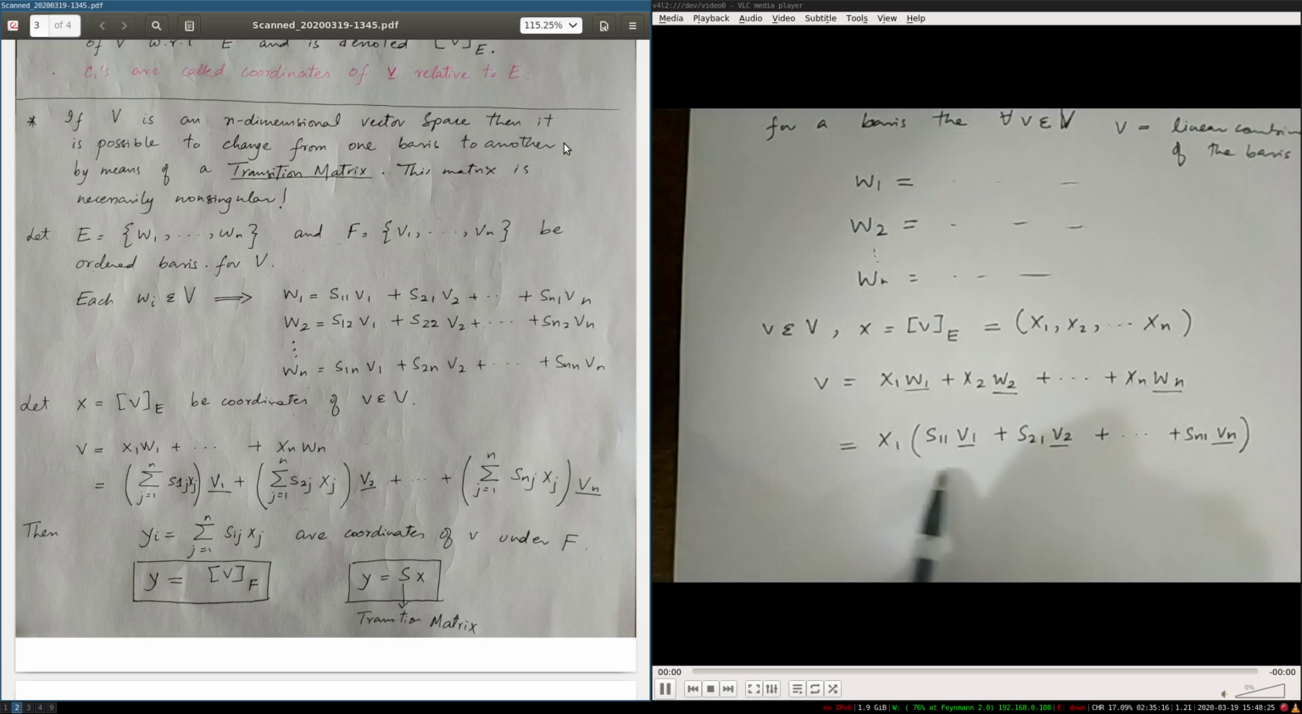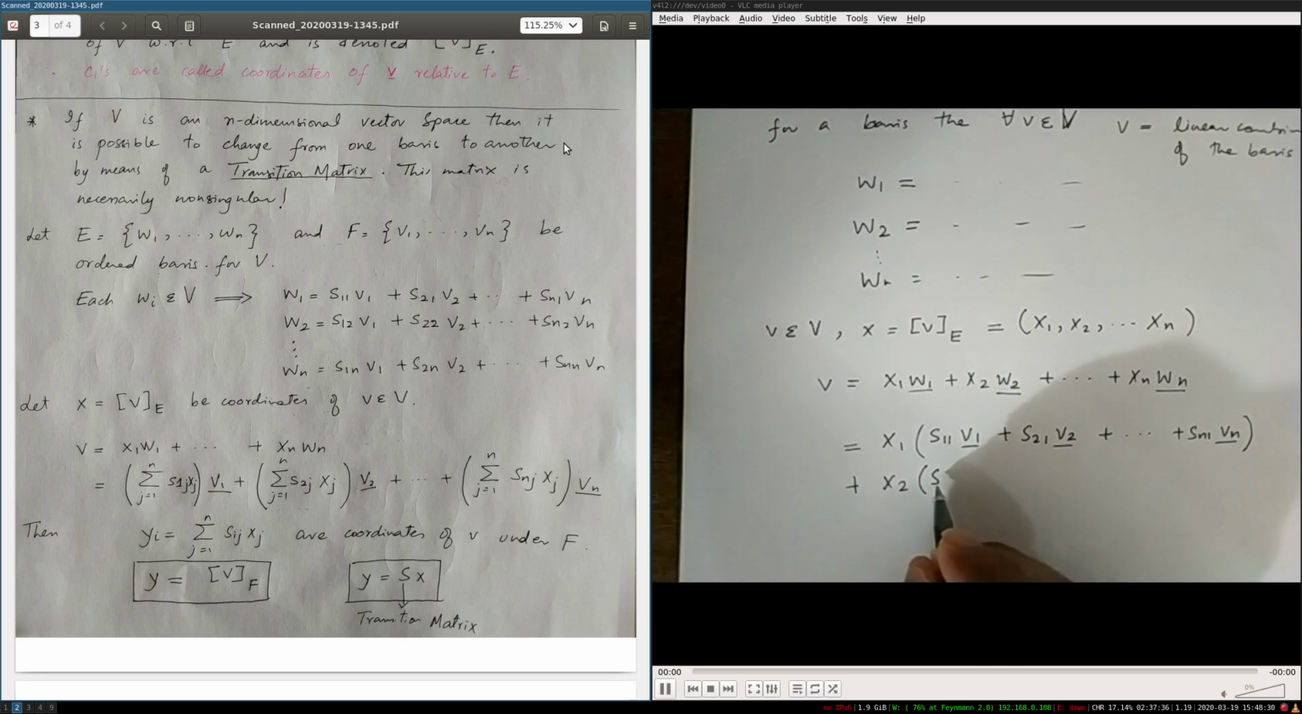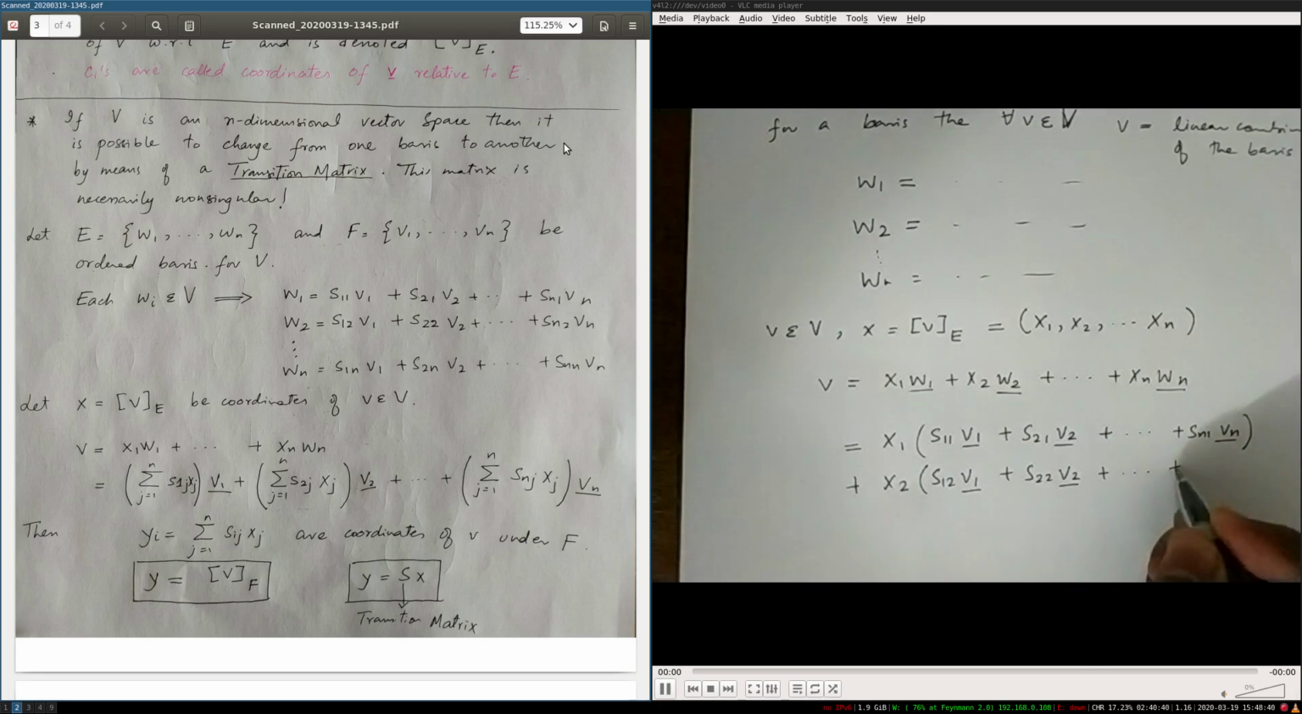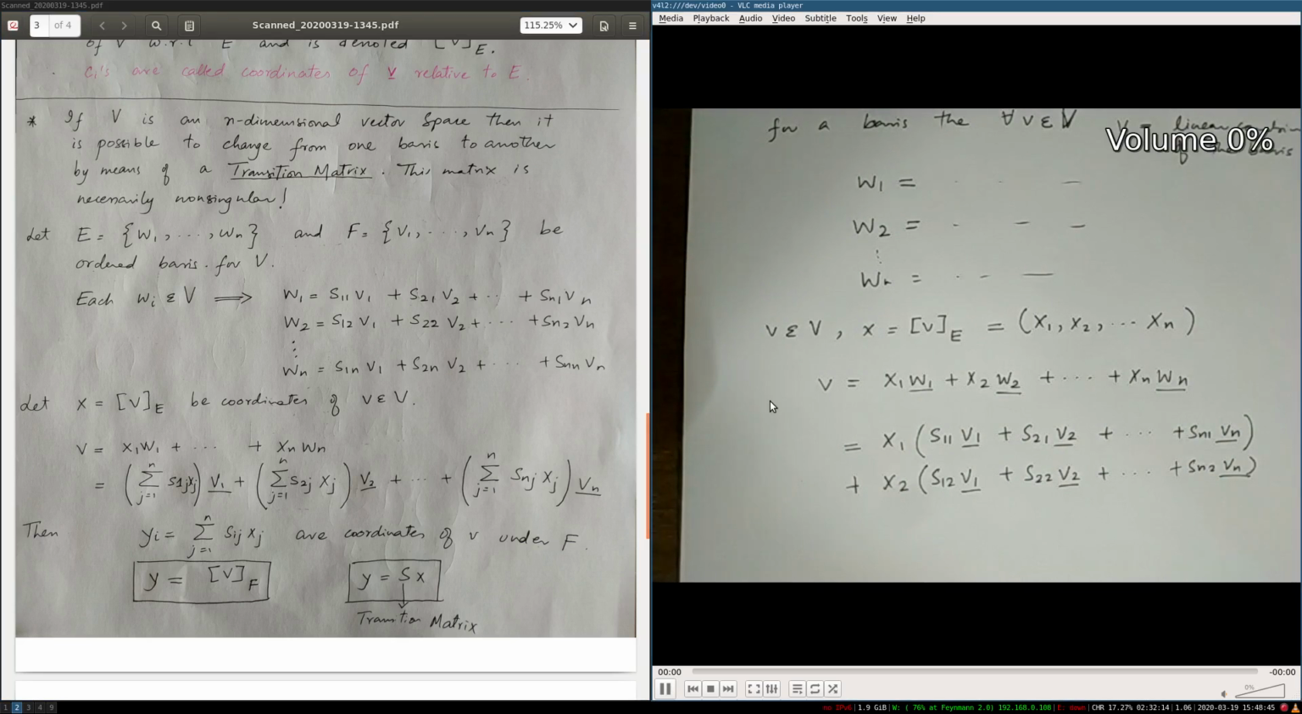This is the first term in this combination. I of course need to write down the rest of the terms. x2 times S12 V1 plus S22 V2 up until Sn2 Vn. Alright, and so I can continue this process.